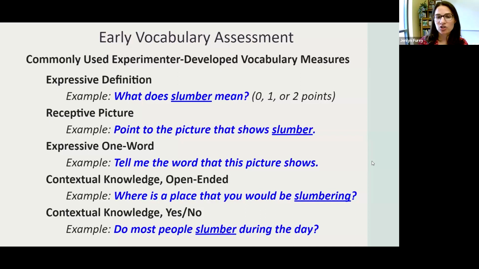Other ways to measure is more contextual knowledge, either an open-ended question, such as, where is a place that you would be slumbering? Or a yes/no question. Do most people slumber during the day? So this is what we're seeing vocabulary researchers use to measure the words that we've taught.